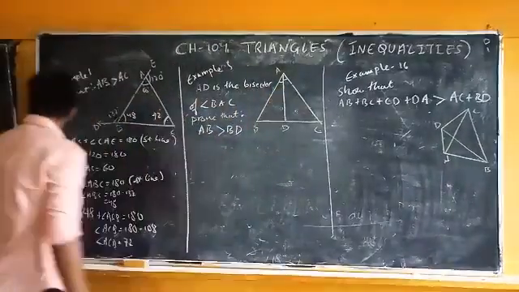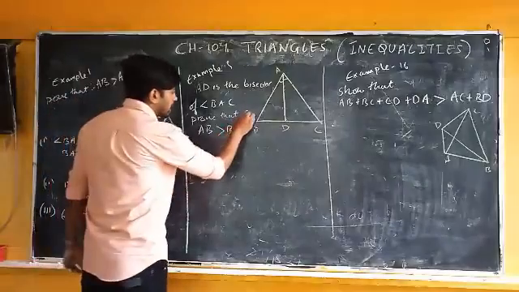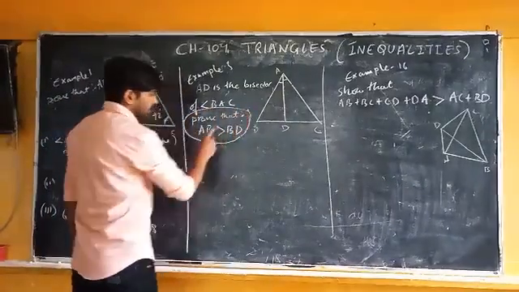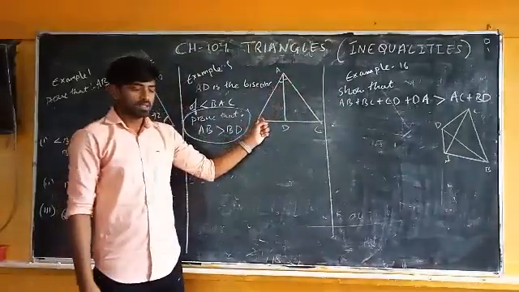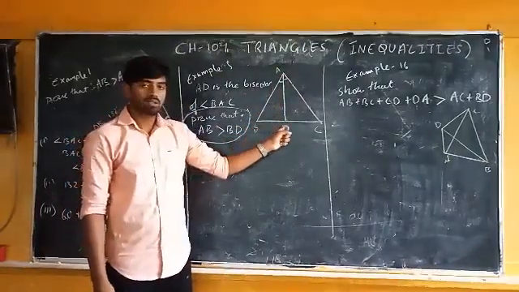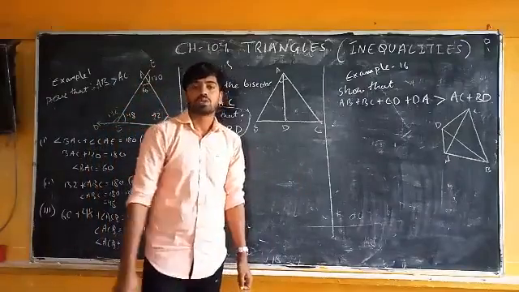So मुझे प्रूफ क्या करना है? ये प्रूफ करना है मुझे. AB is greater than BD. Where is AB? AB is greater than BD. Okay, now you will be confused how. I'll show it to you.